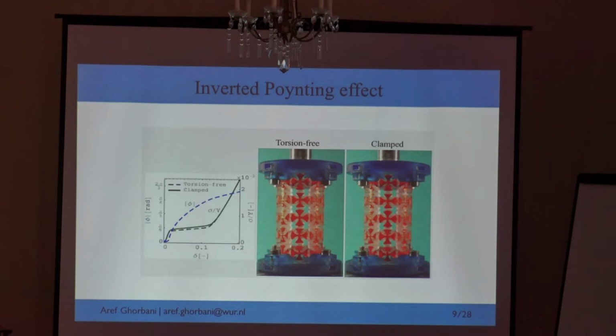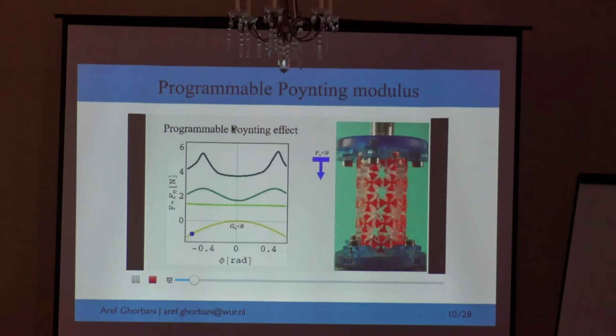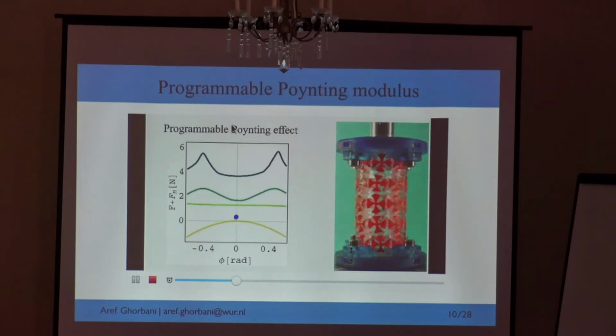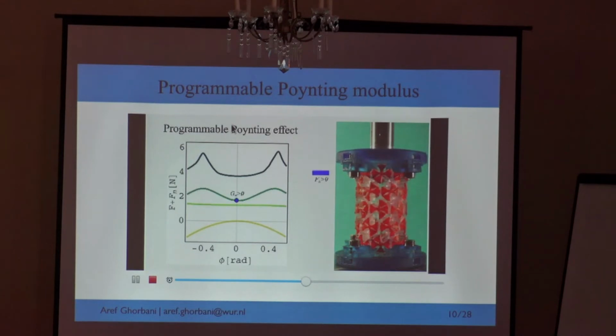And then let's see what happens to the structure under torsion. Initially, when we twist the structure, a negative normal force occurs, which basically represents this negative Poynting modulus here. But if we pre-compress the structure a little bit, then we are in the buckling regime and the normal force is almost 0. But if we pre-compress it a bit further, then we are in a regime that we call the self-contact regime, where the normal force and the Poynting modulus become positive. And if you compress it further, still positive, but smaller.